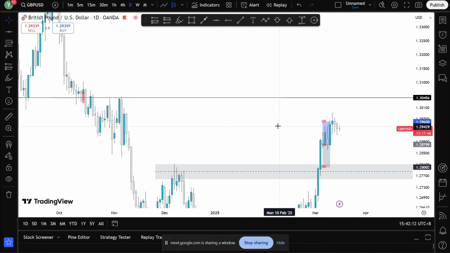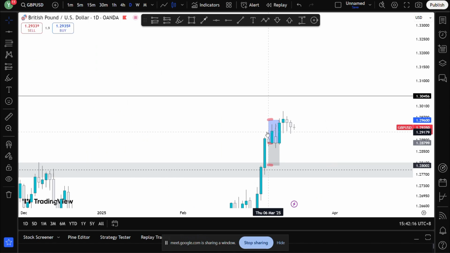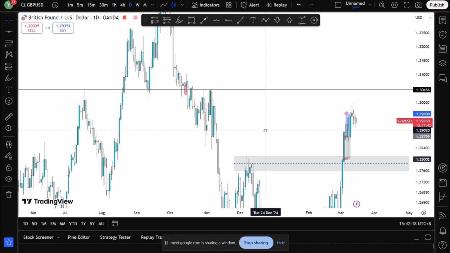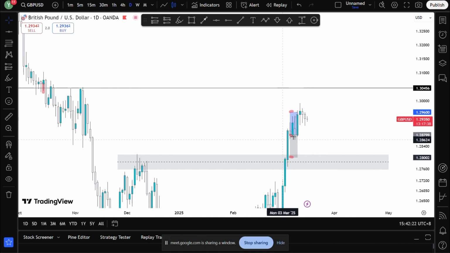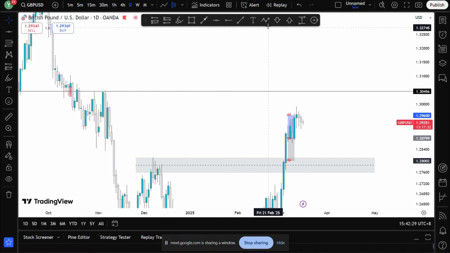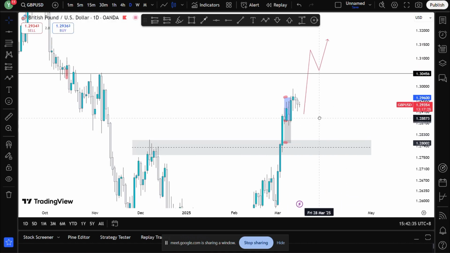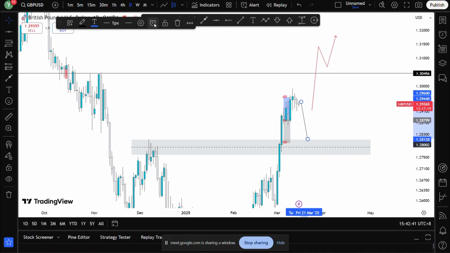So for now we will just wait for confirmation before we enter a trade, because price is now in a small ranging state over here. So I would say either I wait for the price to break past this resistance level before I consider a trade, or I wait for the price to go back down to this support zone over here.